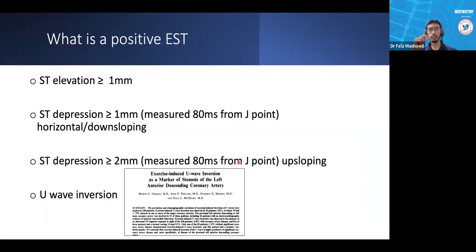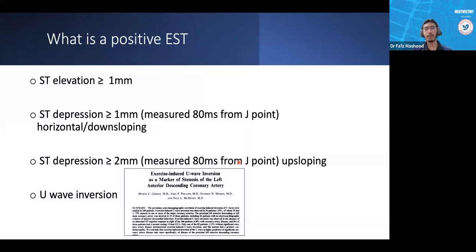1 mm is one small box. So any elevation of more than 1 mm, in whatever lead, either chest lead or limb lead, yes, stop the test. It's a positive EST. Please send the patient for revascularization, or if you are in doubt, please proceed with another imaging test such as DSE, cardiac MRI, or nuclear perfusion.